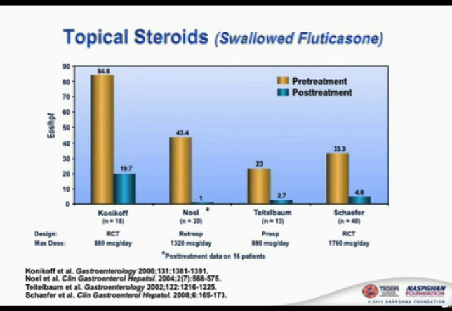Over the past 15 years, a number of studies have confirmed these initial results. The graph that you see on the screen depicts 4 studies that used various doses of swallowed topical steroids, ranging anywhere from 880 micrograms a day to 1,760 micrograms a day, divided into 2 doses. Every study that you see demonstrated a significant decrease in esophageal eosinophilia. The medication may not have worked in every patient, but when it did work, it was a significant result, and it worked in close to 80 to 90% of patients.